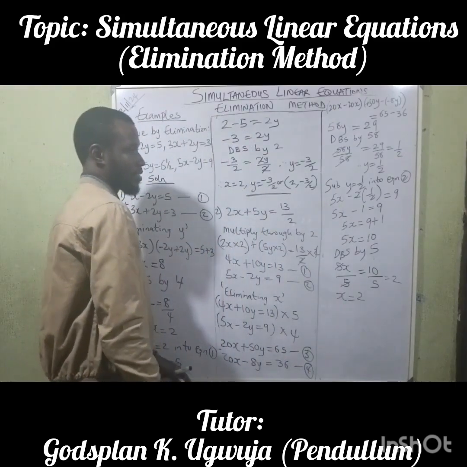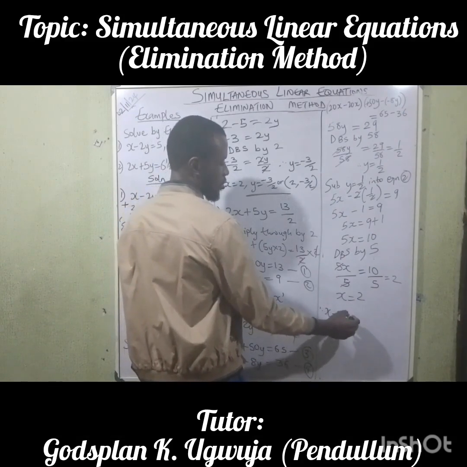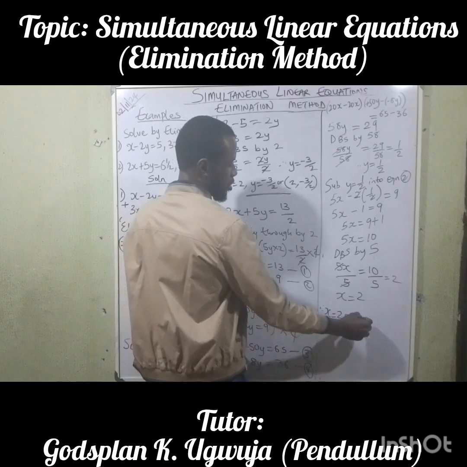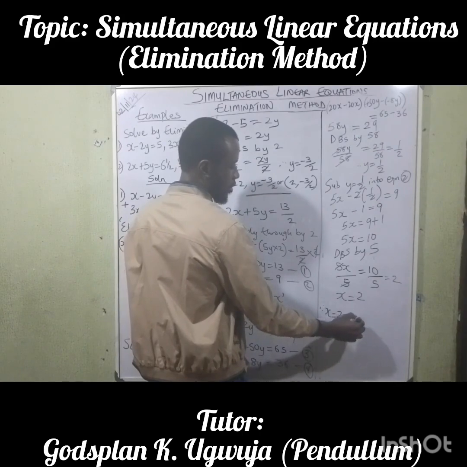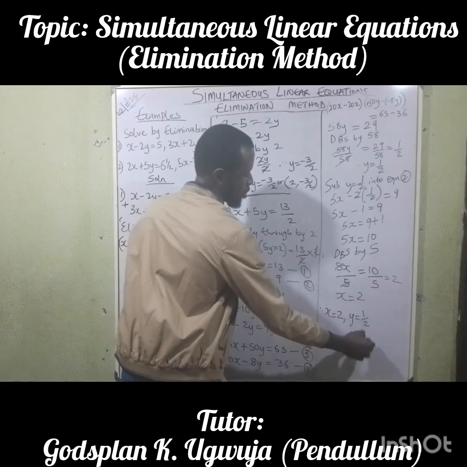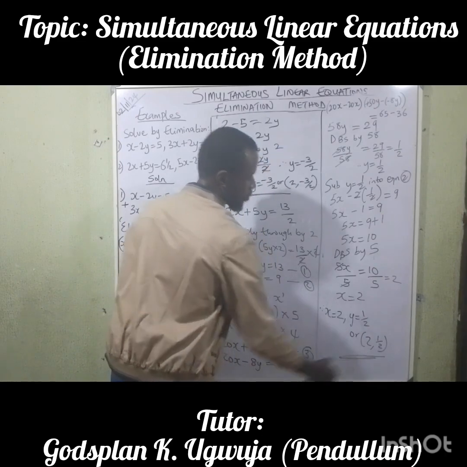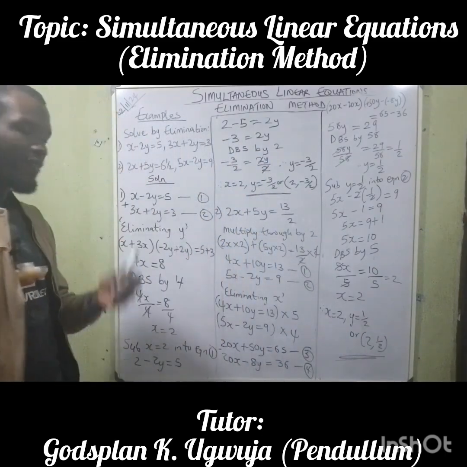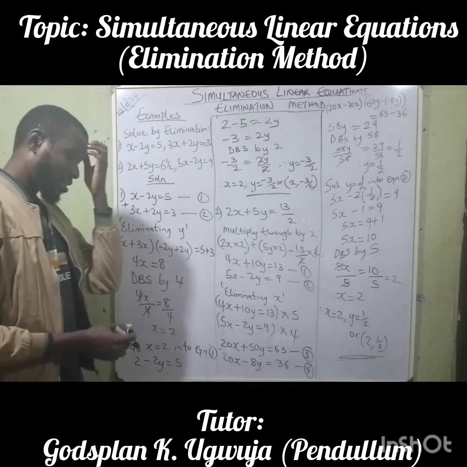So our answer is that x is equal to 2 and y is equal to 1 over 2, or 2 comma 1 over 2. Very easy. Okay, so that's just it.